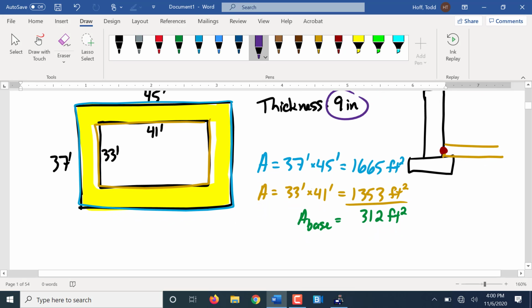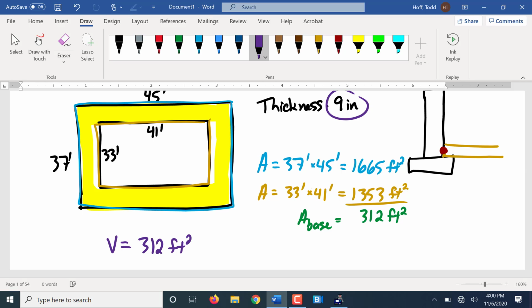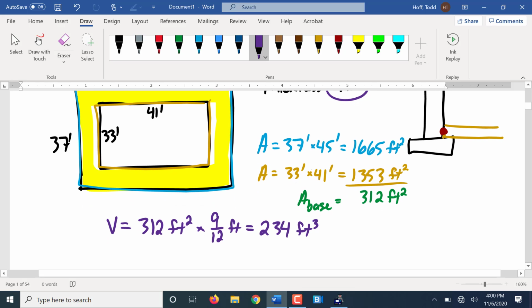Now we know the thickness of the footing is 9 inches. How do we find the volume? It'd be easier to convert the inches into feet. Yes, do 9/12. So what's that come out to be? 234 cubic feet. That's right, 234 cubic feet is the volume of that footing.